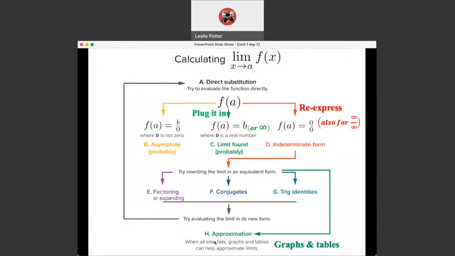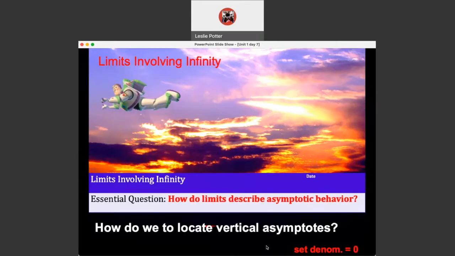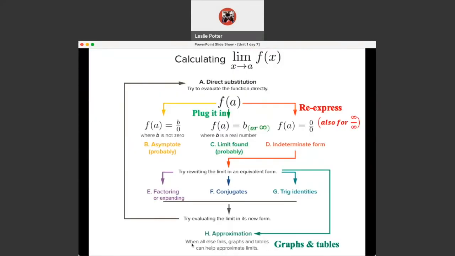And so when we talk about that, then that becomes, we'll go back here, that when we have a 0 in the denominator, that becomes a location of a vertical asymptote. We talked about having 0 in the denominator. That means those functions either go up to positive infinity or down to negative infinity. We'll talk a little bit more about that too.